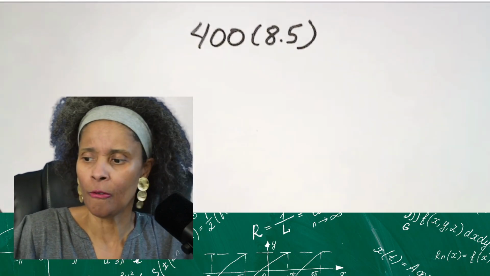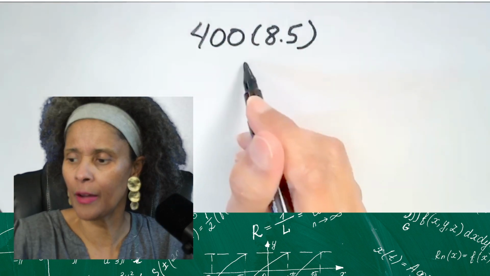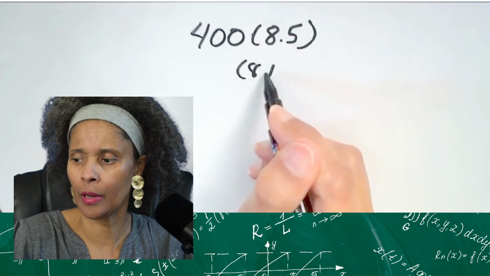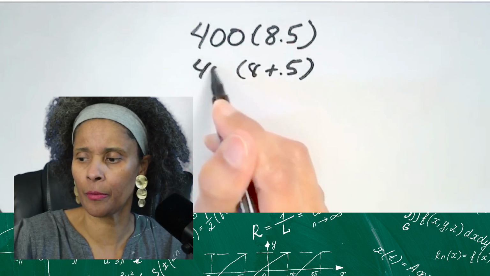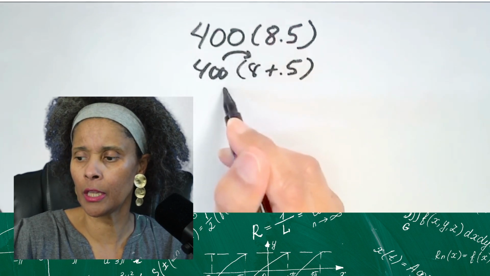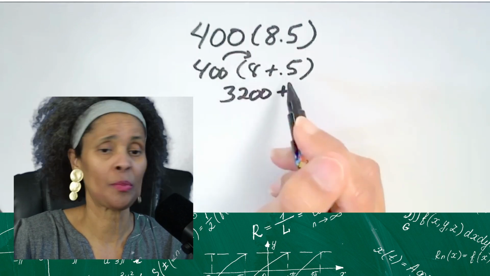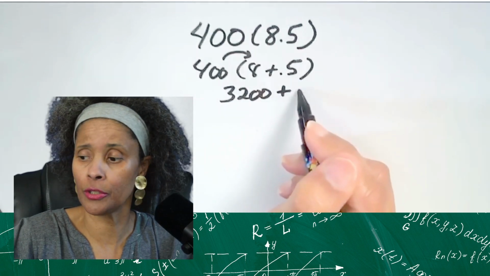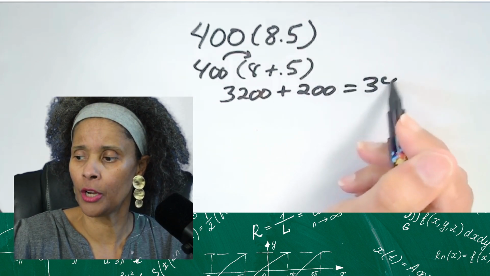So let's say I have 400 times 8.5. What does that break down to? Well, 8.5 will break down to 8 plus 0.5. That's what that will be. So I'm multiplying 400 times that, right? If I take the 400 and distribute it to the 8 first, I'm going to get 3,200. And then 400 times 0.5, I know that half of 400 is 200. And the answer is going to be 3,400. That's going to be the answer.